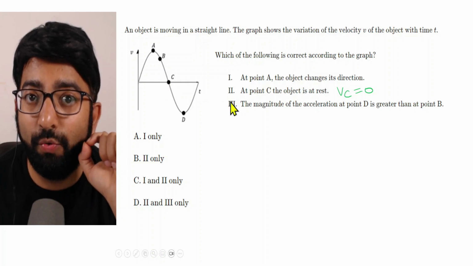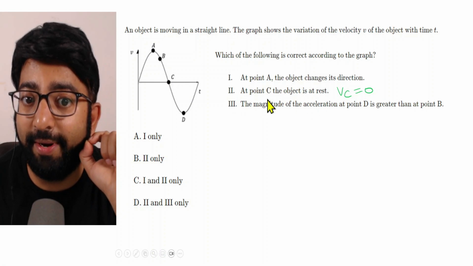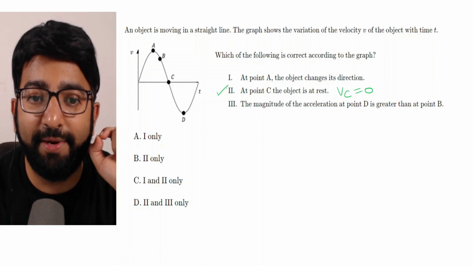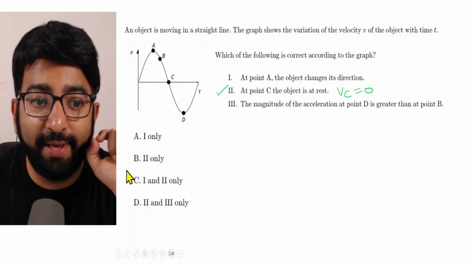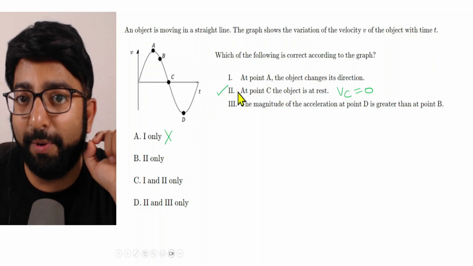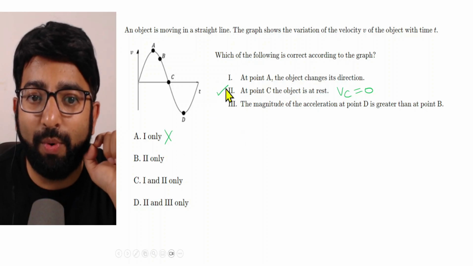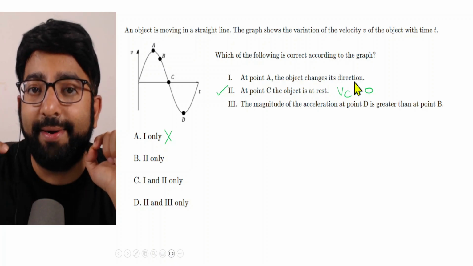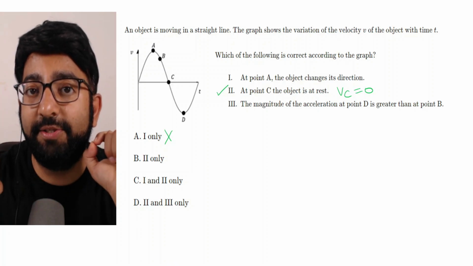And statement number 2 is specifying that only at the point C the object is at rest, which means statement number 2 is definitely correct. Which means we can eliminate option A as our answer, because A doesn't even have statement 2. Now, let us look at statement 1. At the point A, the object changes its direction. So, how do we identify when the particle is changing direction?